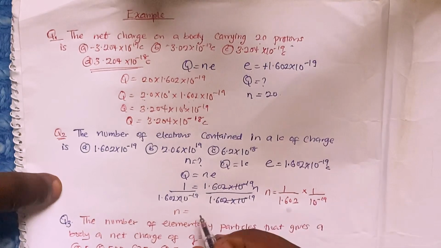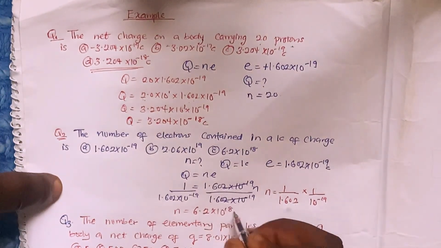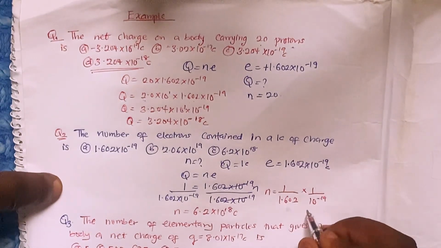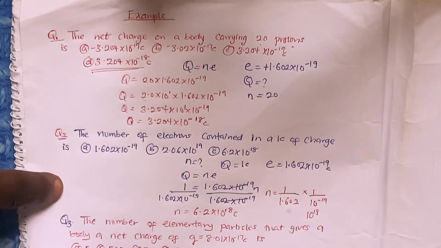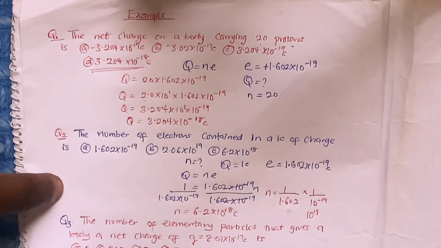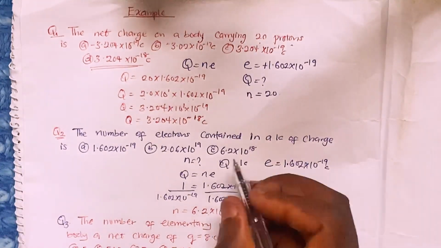minus 19. I should be having something like 6.2 times 10 raised to the 18 coulombs, because by the time I bring this to this side I'm going to have 10 raised to 19, and 1 over 1.602 will give me something like 0.62 something. So that's how by the time you solve it you have 6.2 times 10 raised to the 18 coulombs. Now the answer should be C.